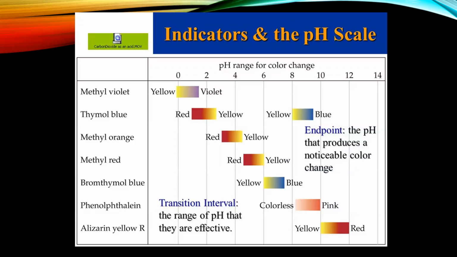So here's just some common indicators, and it shows you the color they start at, the color they end at, and the range at which they work. So once again, we have our phenolphthalein down here, colorless, and then changes to pink over about a 6 to 8-ish scale. So once again, you want to know the general pH you're working with in order to pick an appropriate indicator. If you titrate and nothing happens ever, it's just that you have the wrong indicator and the wrong pH scale.